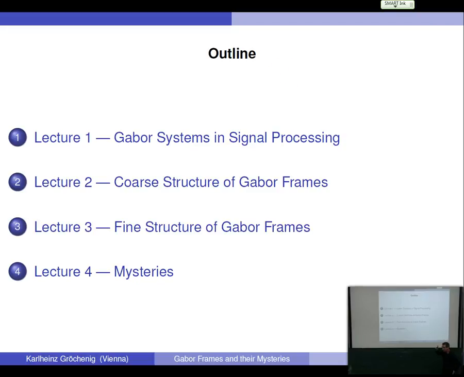I want to continue. We are still in Chapter 2, Course Structure, and I want to remind you of some of the notation.